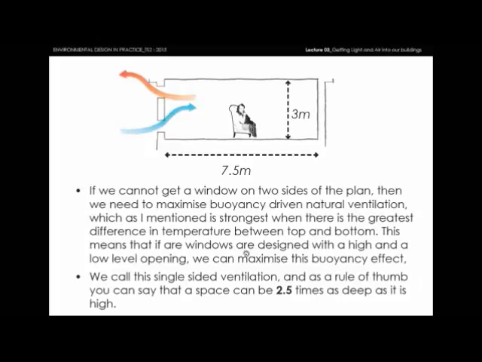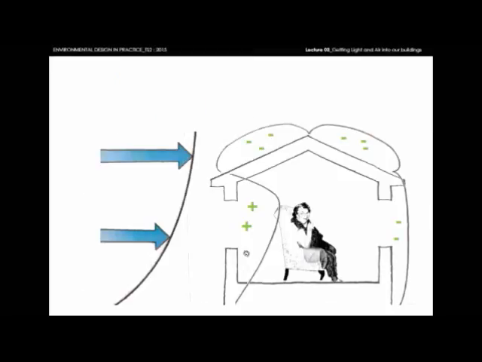You can slightly improve on that, and this is again with just windows on one side. If you have an arrangement of windows where you have a low level window and then a high level window, that further improves the buoyancy effect because effectively you're bringing air in at a low level and then allowing it out high, maximizing the difference between the low and the high, which then, as I said, maximizes the force. So that allows the room to be deeper, a ratio of about 1:2.5.